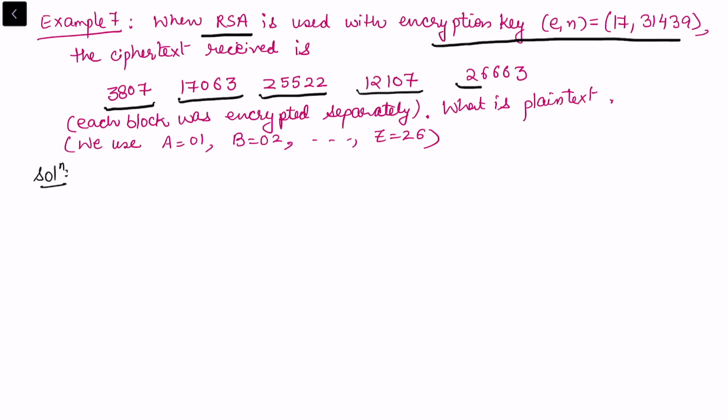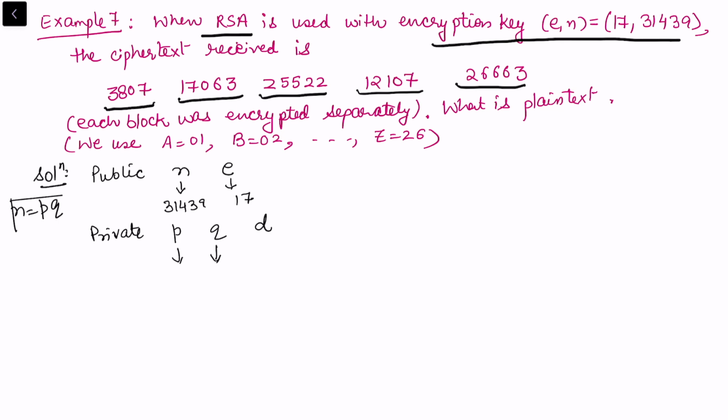So in the RSA system we require certain information which is public, that is N and E. So we already have the public information. N is 31439 and E is 17. Now we are looking for the private information, that is P, Q and D. P and Q are the two primes such that N is equal to PQ. So these are the two primes whose product gives me N. This is the first problem, about factorization.